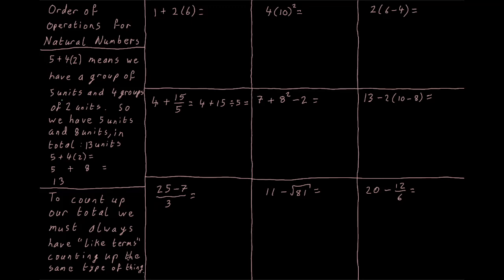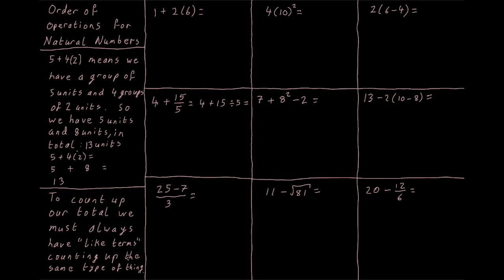So again, I have 5 units and I have 4 groups of 2 units. Well, if I think about 4 groups of 2, that means I'd have 8 units in total. I have 4 groups of 2 units, so I'd have 2 plus 2 plus 2 plus 2. We'd end up with a total of 8 units. So we'd have 5 units and 8 units adds up to a total of 13 units.